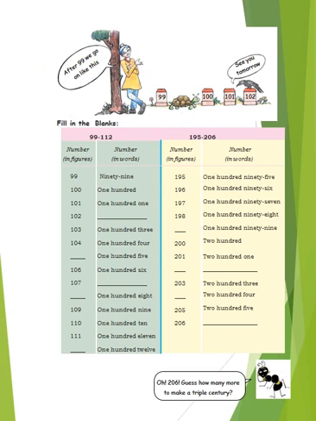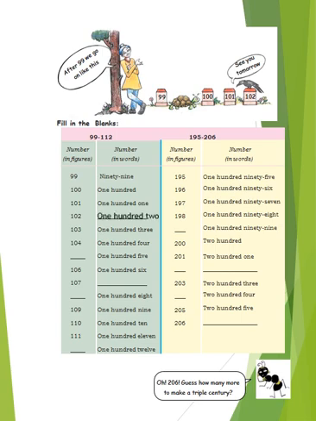Come to this page. On this page, we have to write the numbers in figures and in words. The first number is 99 and we have to write the spelling of 99, like this, ninety-nine. Now come to the filling the blanks. The number 102 is written in figures and in this blank we have to write the spelling of this number like this.